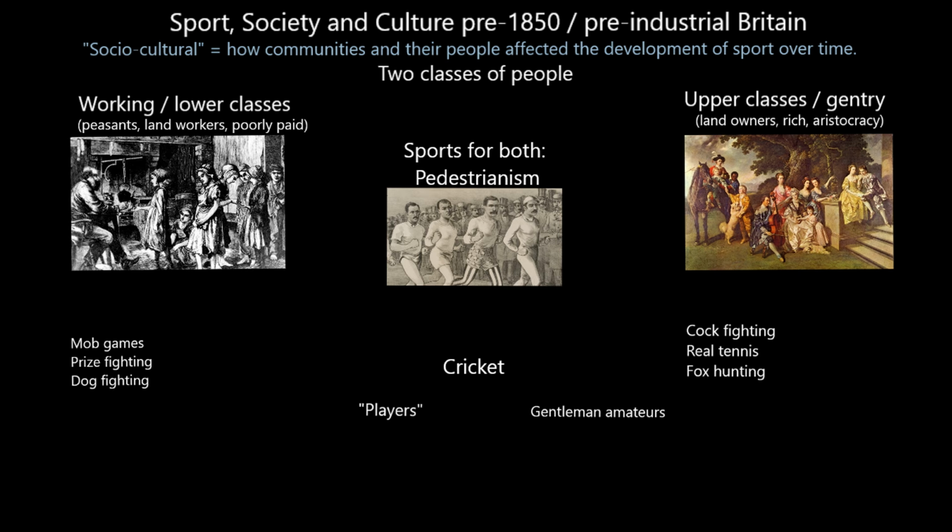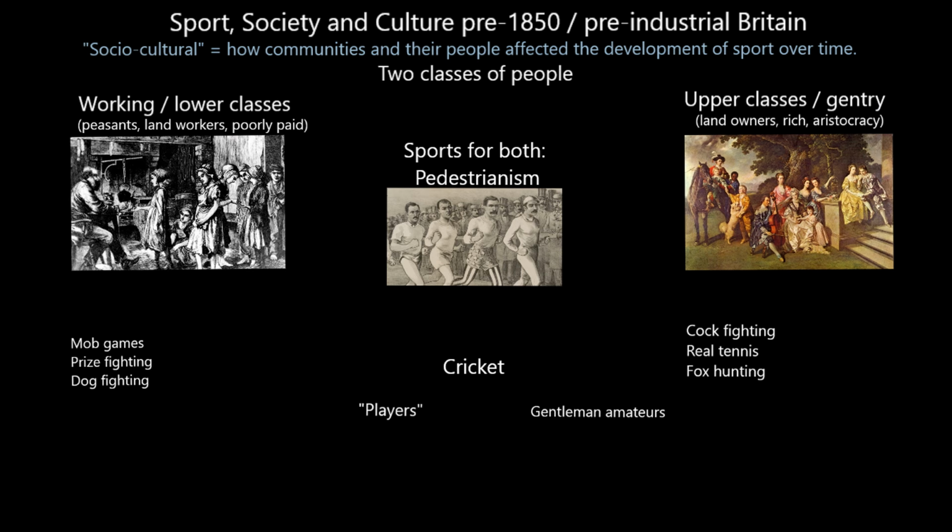If we go back to pre-1850, pre-industrial Britain, there were actually only two classes of people. There were your working or your lower classes. I'm going to use both terms, so if I flit between the two, you know what I'm talking about. And there were the upper classes. The lower classes were peasants. They worked on the land and they were very poorly paid.